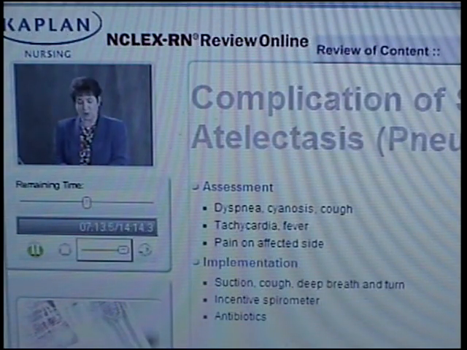Now, for the treatment for atelectasis and pneumonia, the patient should be suctioned to keep the airway open. Have them cough, deep breathe, and turn every 2 hours. Again, you want to teach them how to use the incentive spirometer and make sure they use it routinely while they're awake. And also antibiotics, especially IV antibiotics, are given for the pneumonia.